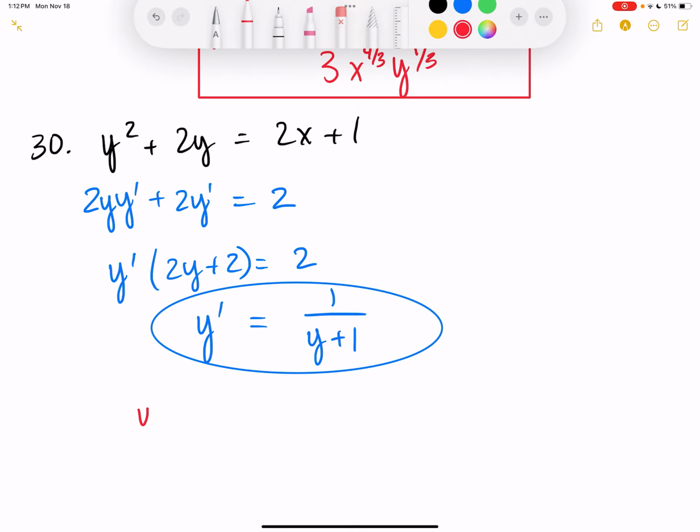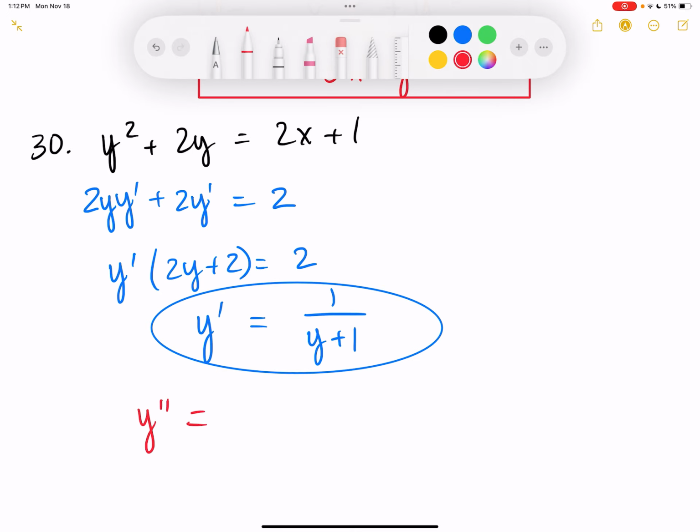y double prime equals, what's the derivative of the right side? 0 minus 1. I must say y prime.